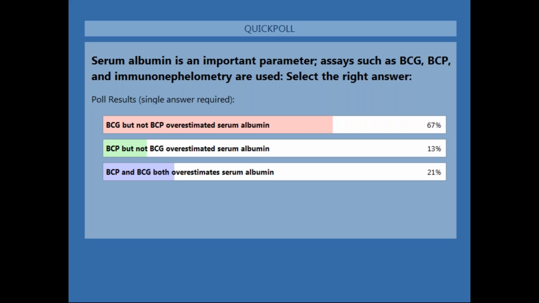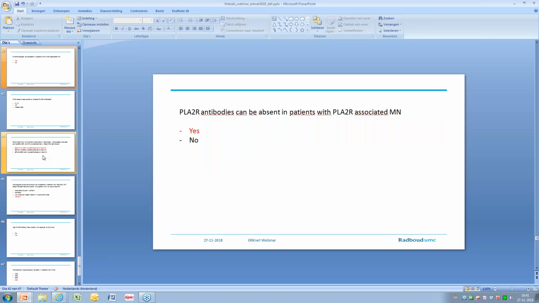Yeah. So the right answer is A, because the bromocresol green assay is the assay which provides you a serum albumin value which is 5 grams per liter higher than when measured with either the BCP or the immunonephelometric assay. Okay, next question.